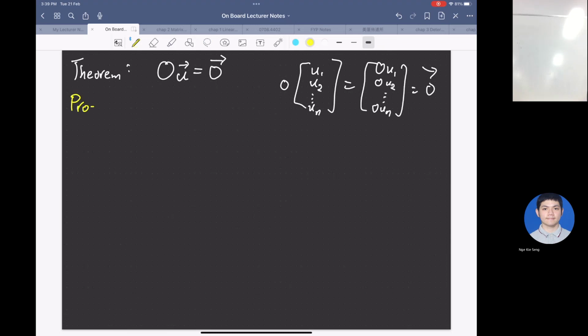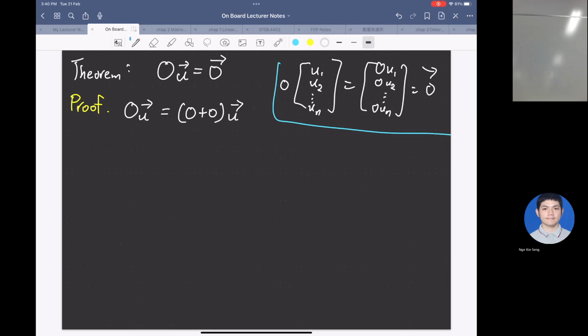Let's see what trick we can play. Since we want to compute 0u, let's start from 0u. 0u is equal to (0 plus 0) times u, because 0 plus 0 is 0. And scalar multiplication distributes, so we get 0u plus 0u. This one is distributivity. So what can we do next?